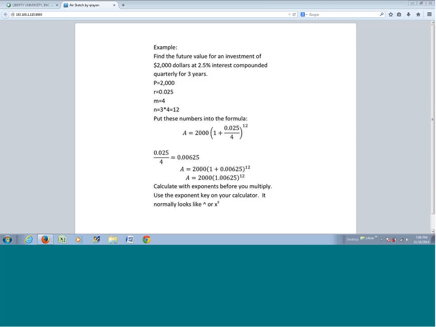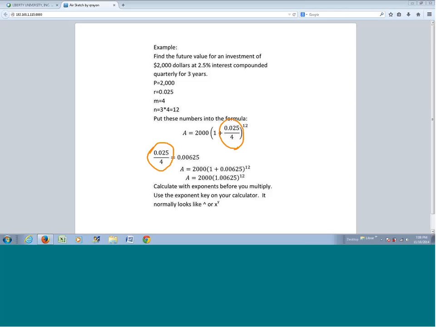So the 0.025 divided by 4 is what we need to do first, because remember, in the order of operations, you need to do what's inside the parentheses first. And when I look inside the parentheses, I see addition and I see division. And you're always supposed to divide before you add. So we're going to take care of this 0.025 divided by 4 first.